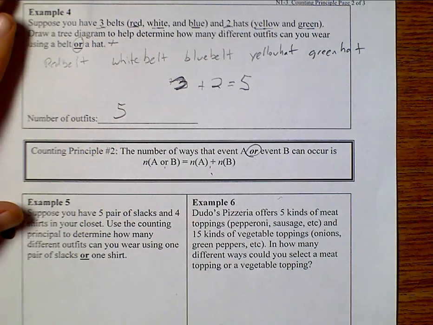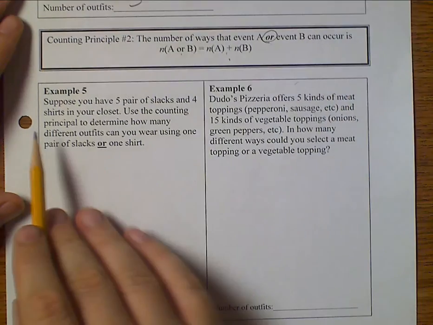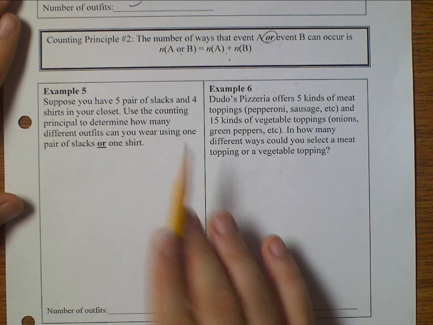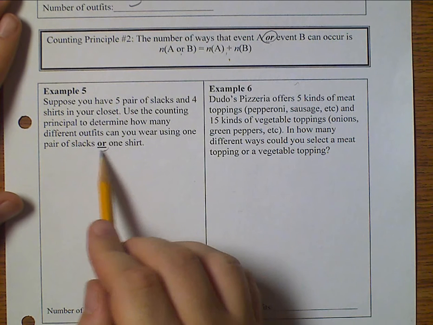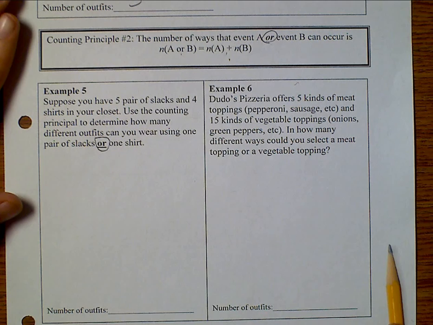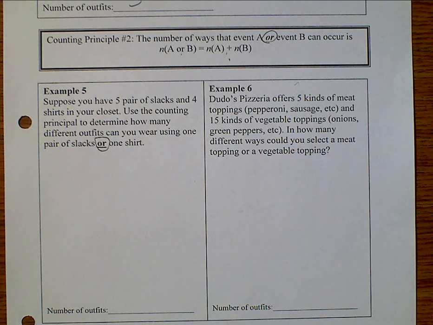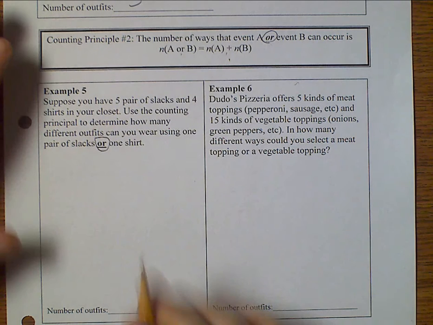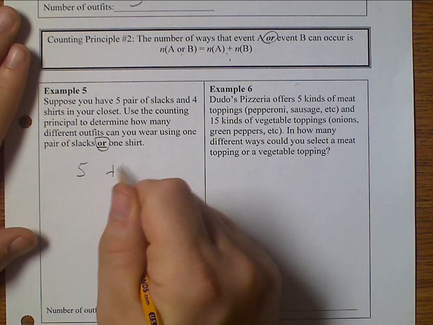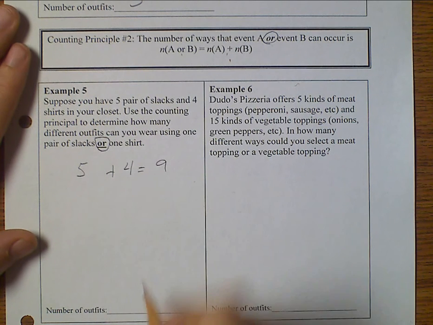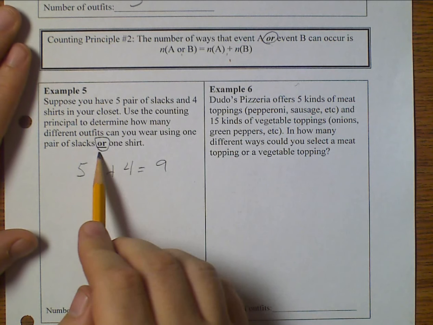Let's go ahead and do some examples. Suppose we have 5 pair of slacks and 4 shirts. Okay? We want to figure out if we're wearing either slacks or a shirt. Please come to school wearing both. But here we're just, as an example, same problem. But this time, it's going to be 5 plus 4, which makes 9. Because of the word or.